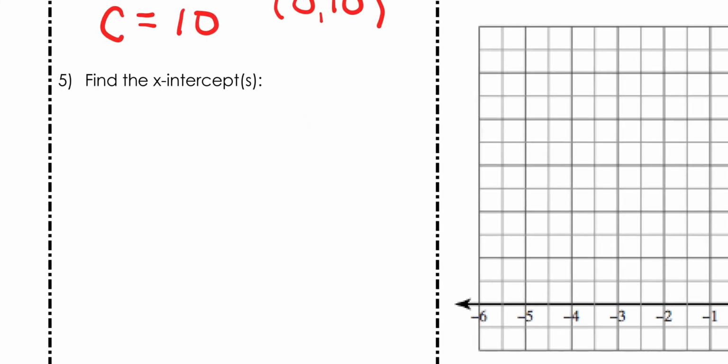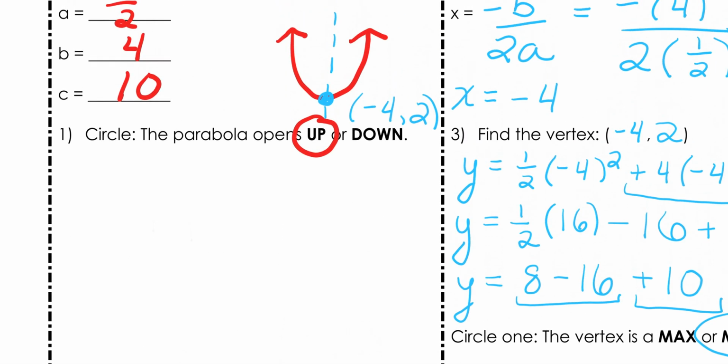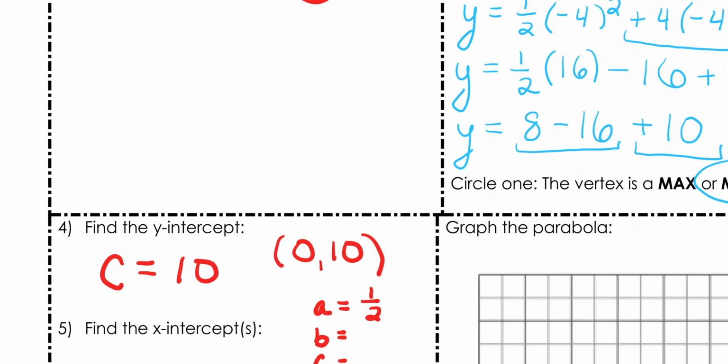So remember, we can either factor or we can use the quadratic formula. In this one, I'm going to use the quadratic formula just so that we get the practice with it all. The first thing I'm going to do when using the quadratic formula is write down a, b, and c. A is 1/2. B is equal to, I believe it was 4. Let me check. 4, and then c is 10.